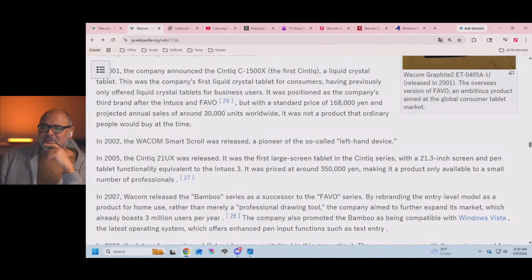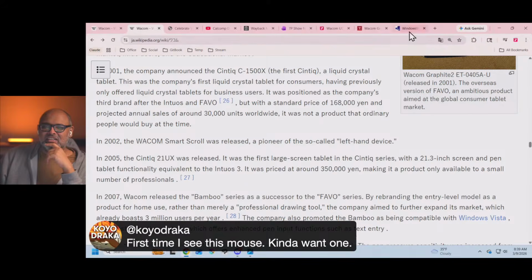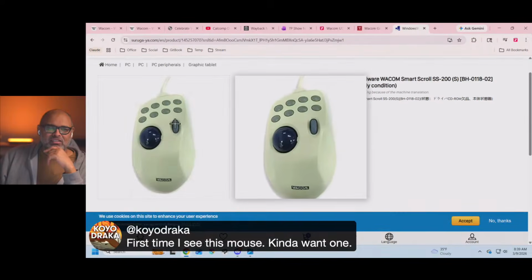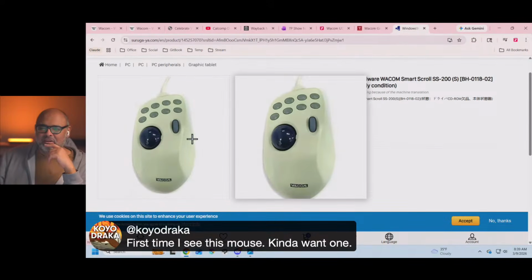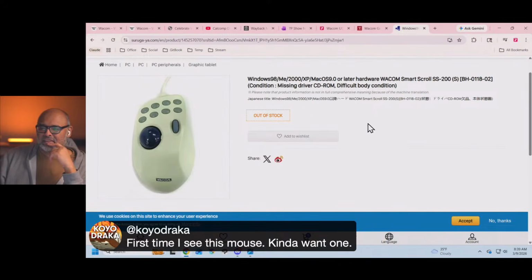Yeah, Koya, me too. I'm kind of curious what this would work like, because it's got a trackball, a scroll wheel, and 8 buttons. Cute is kawaii. Okay. Thank you, Koya, for confirming that. I had no idea they made this.